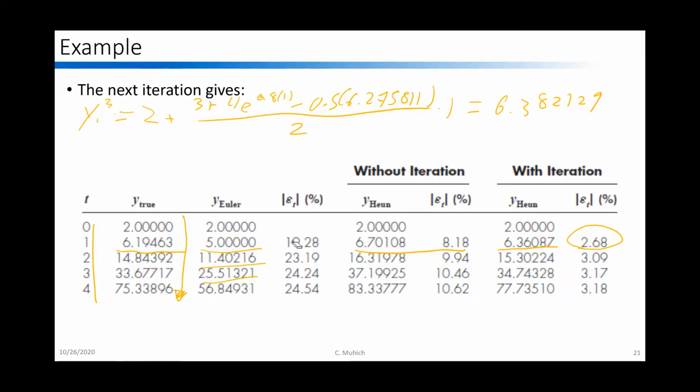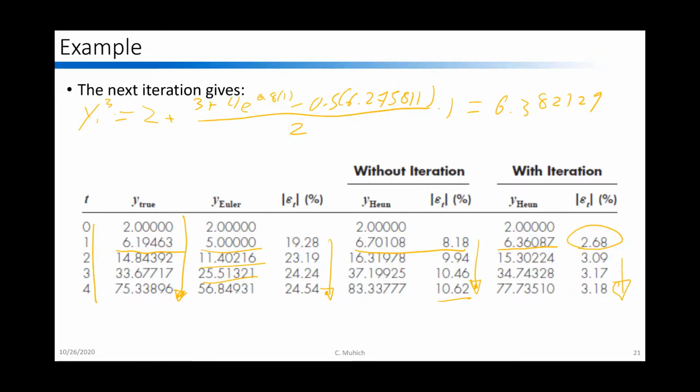So if I do this again for t equals 2, say 3 or 4, we can see that the true error of Euler's grows to 24.5%. With my Heun's method, my error still grows, but less quickly, in which case I reach an error at t equals 4 of only 10.62%. Going one step forward with my iterative scheme, I can decrease even further and have an error of only 3.18%.